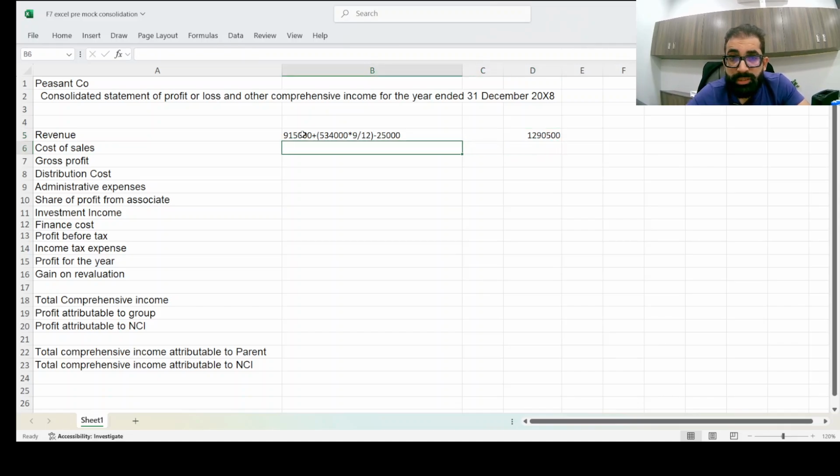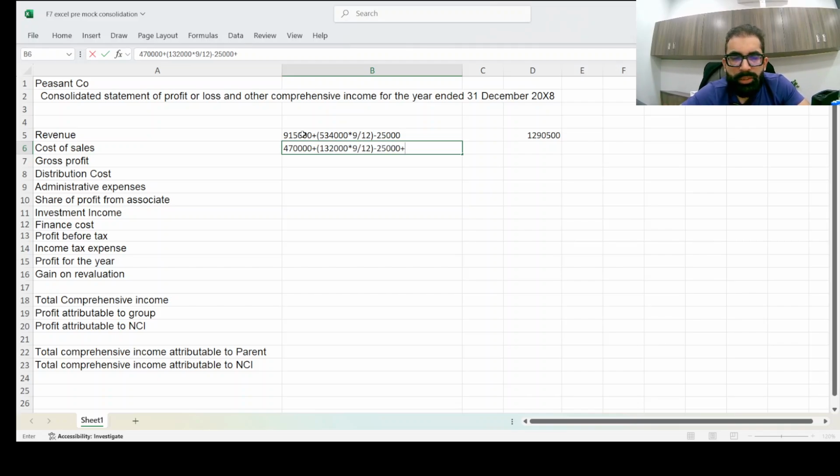Now come to cost of sales. Yes, cost of sale is the big thing. The cost of sale number for parent company is 470,000, plus for subsidiary company it's 132,000 times 9 upon 12. Please keep the question with you, it will be easier for you to understand. Next thing is minus: you have deducted 25,000 from sales, the same 25,000 will be deducted from cost of sales.